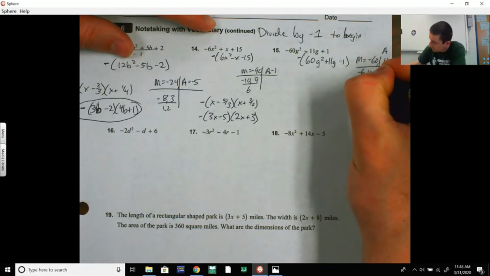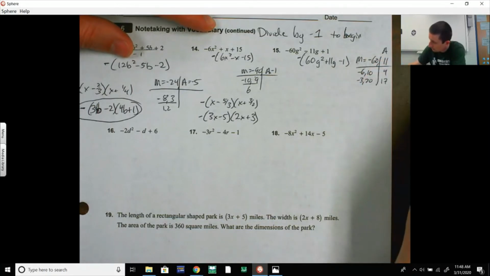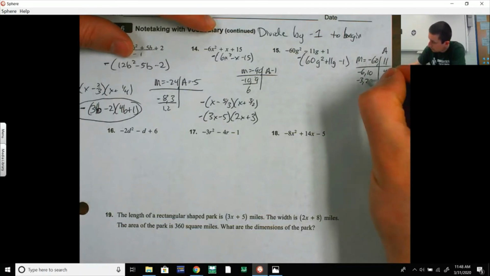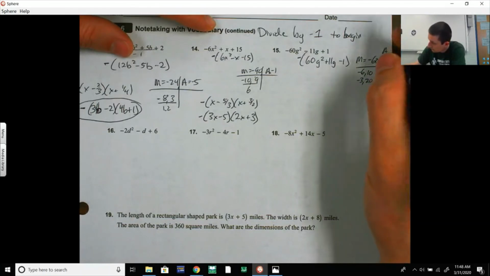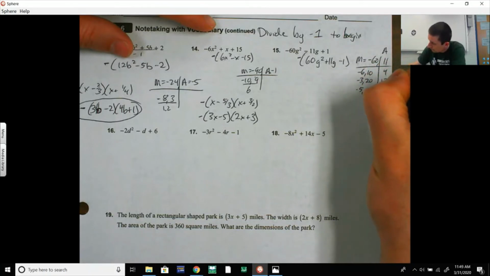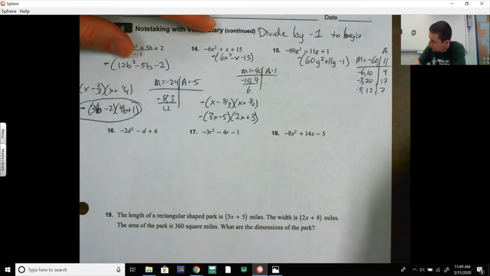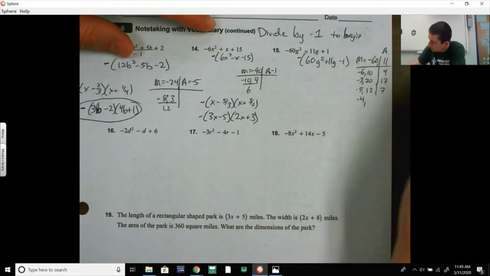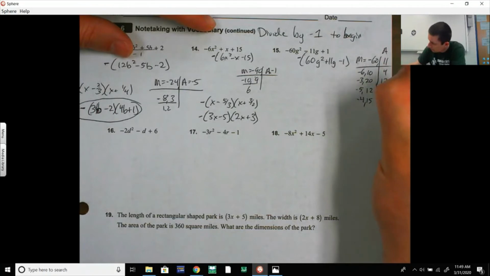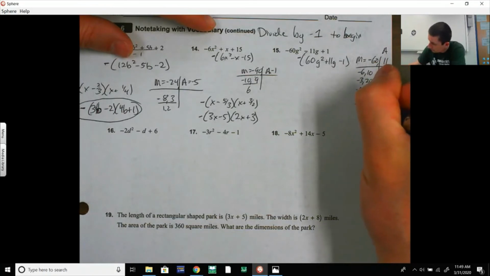That'd be negative 3 and 20, that'd be 17. No. 10 is 2 and 5. Should we try 2 and 5? 60 divided by 5, so negative 5 and 12. That's 7. What about 4? 4 would go into it. Negative 4 and 15. That would add to 11. Negative 4 and 15. So divide those by 60.